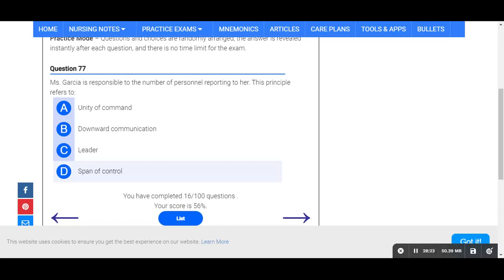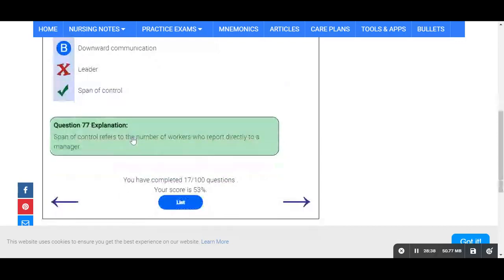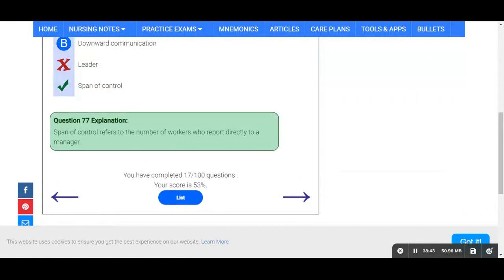Okay, so Miss Garcia is on top, and then there are these number of personnel reporting to her. I don't know, I'll just answer whatever. It's a span of control. Span of control refers to the number of workers who report directly to a manager.